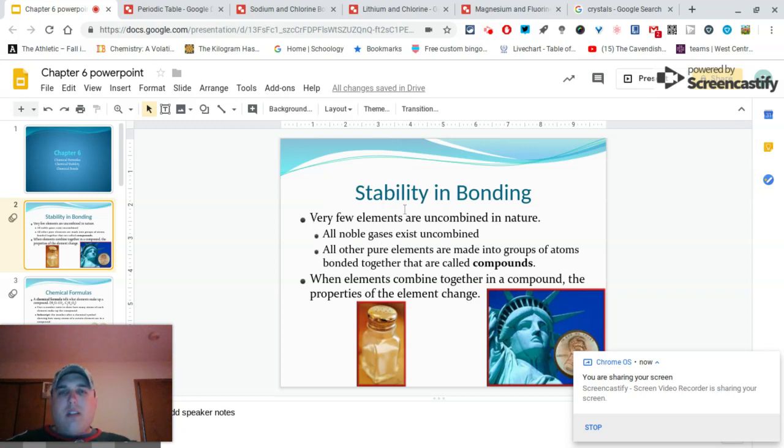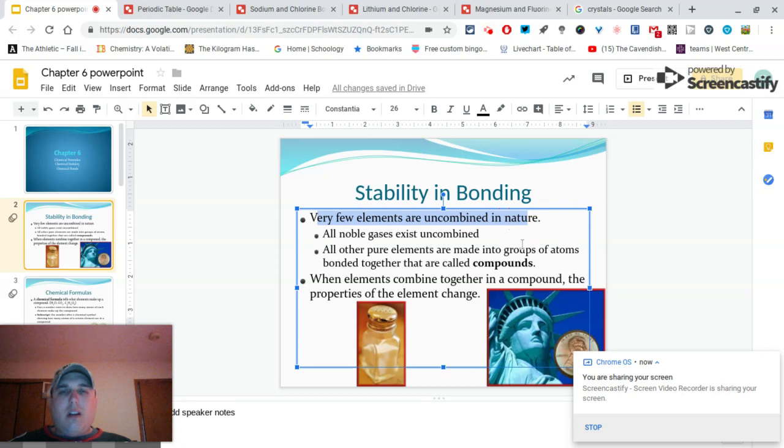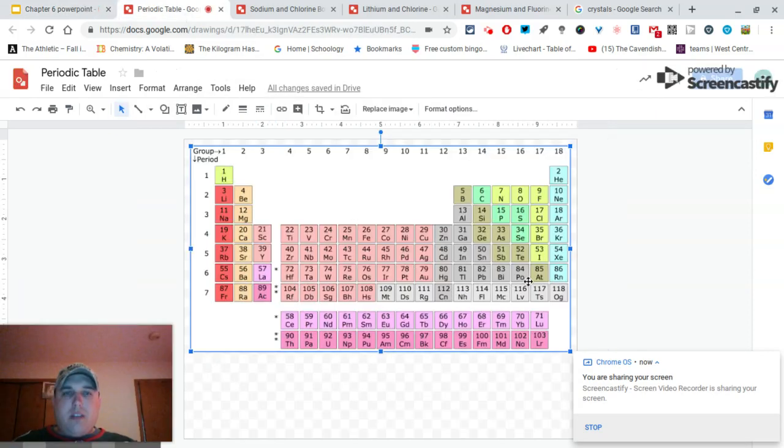Important things here is that there are very few elements that exist uncombined in nature, only a few of them. On the whole periodic table, that's 118 elements. Only really the noble gases exist uncombined. So helium, neon, argon, krypton, xenon, radon, they exist by themselves uncombined in nature. A few others, gold, silver, copper, titanium, but most other ones don't exist by themselves. You won't find an atom of sodium in nature. It's always going to be bonded with something else.